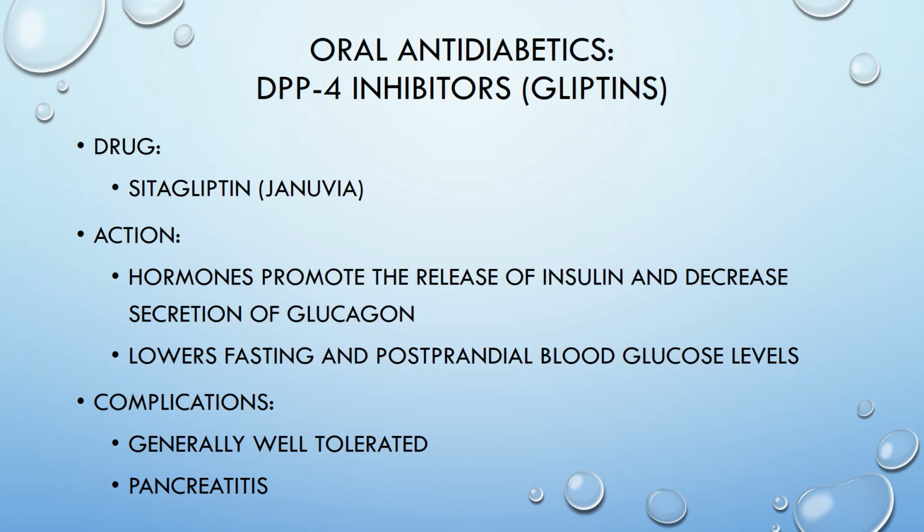Okay, Januvia, which is your DPP-4 inhibitors, gliptins. Hormones promote the release of insulin and decrease secretion of glucagon. Lowers the fasting and postprandial blood sugar levels. So make sure you remember what postprandial means. That means after a meal, and it's typically 2 hours after a meal.